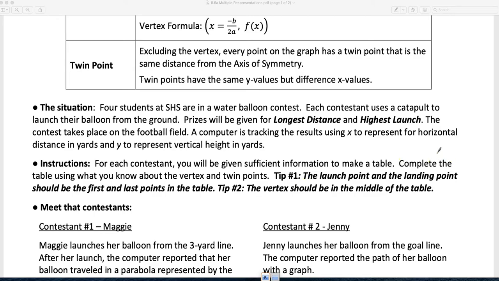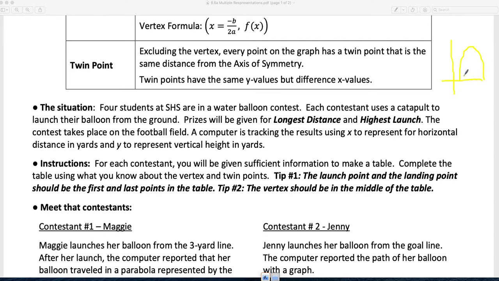These water balloons, let's think about what it looks like. This water balloon is going to be launched off a catapult from the ground. It's going to go up. Gravity is going to catch it, and it's going to come back down. So the starting point is going to be an x-intercept, and the ending point is going to be an x-intercept.